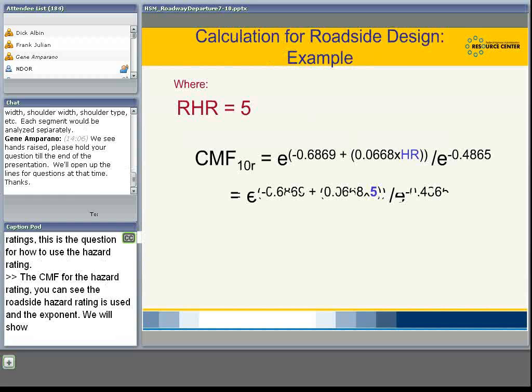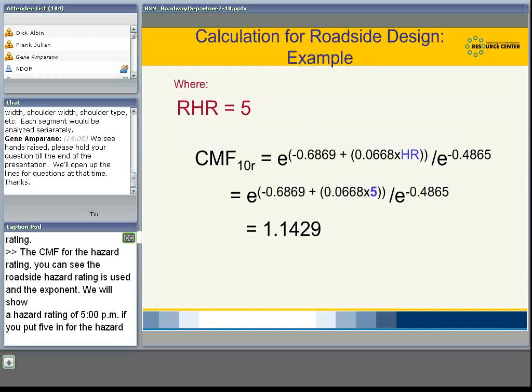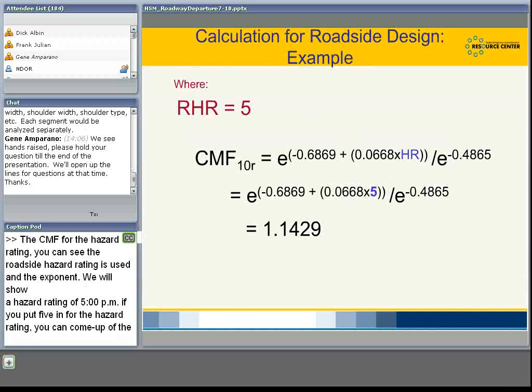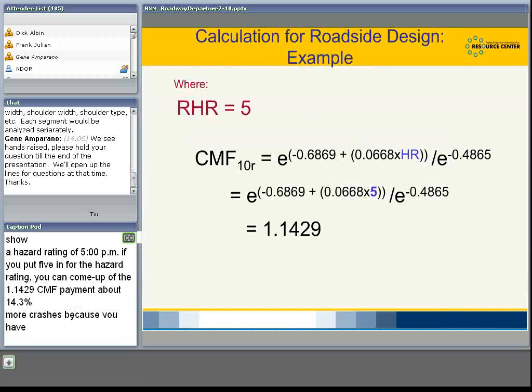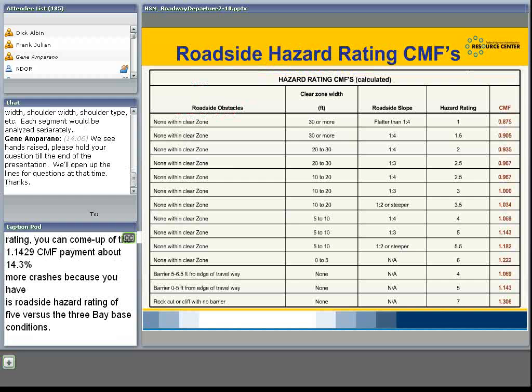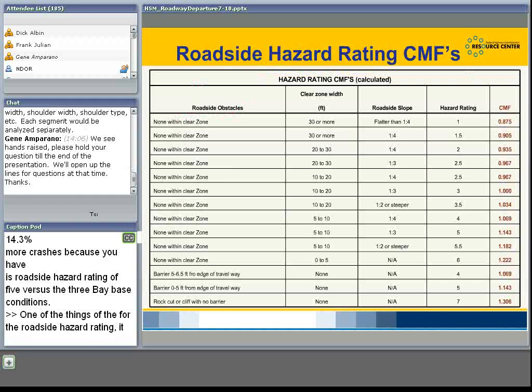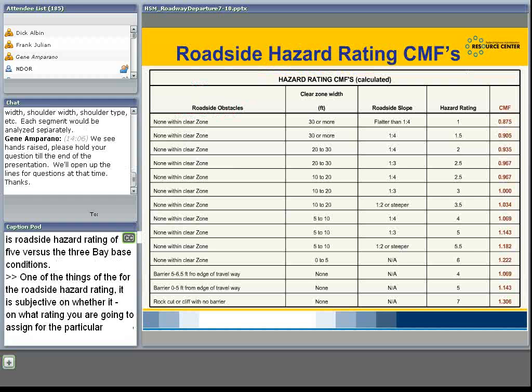Now this is the equation for how to use those hazard ratings to develop a CMF. So for the CMF for the hazard rating, you can see the roadside hazard rating is used in the exponent there. And we'll just show a roadside hazard rating of 5. So if you plug 5 in for your hazard rating, you come up with a 1.1429 CMF. So about 14.3% more crashes because you have a roadside hazard rating of 5 versus a 3, which is the base condition.